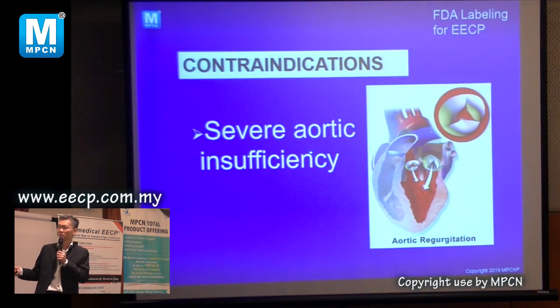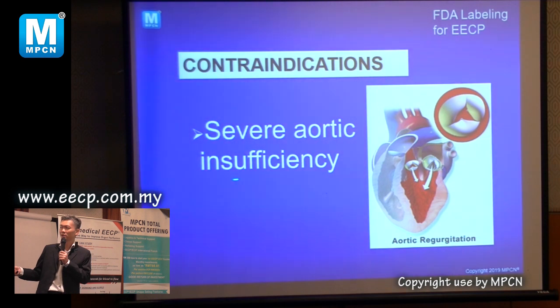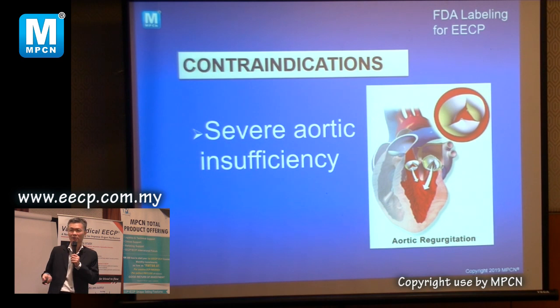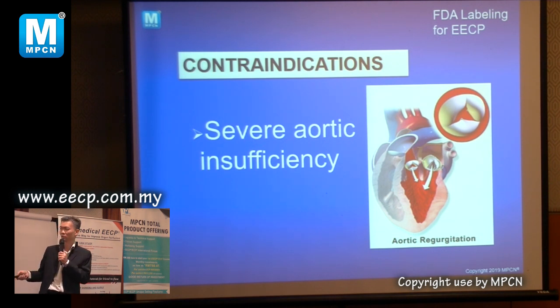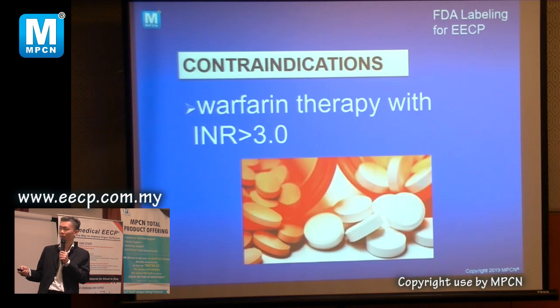Okay, this one is severe aortic insufficiency, meaning that the valve is leaking. So the principle that I said earlier. So how to detect? The blood pressure pulse has a very big difference, and they have a murmur, they have a noise, so it is contraindicated.